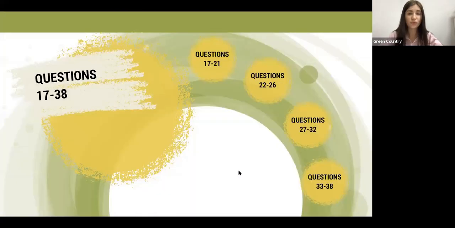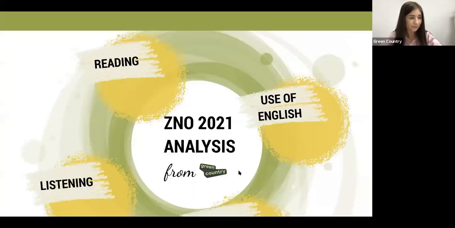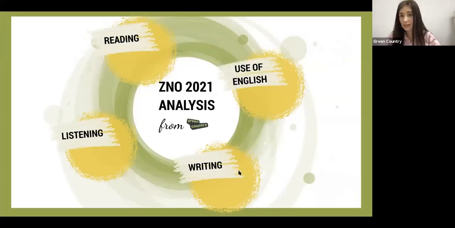Let's go to the next part. That was the last task for reading. Now we start use of English. So for use of English, you need just to remember the meaning of the words, the meaning of phrasal verbs. You need to know different parts of speech and to remember that in this type of task, we never read the text completely.